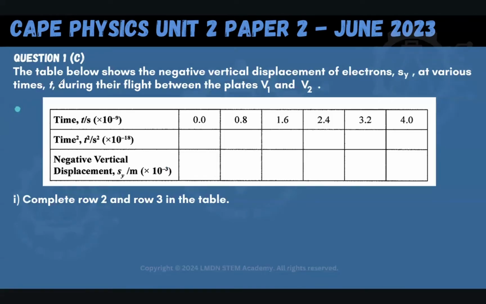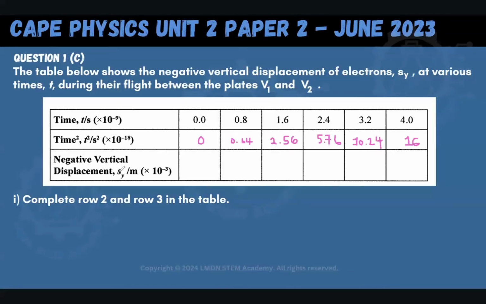So literally all we're going to do for the time is just square this, right? If we square all of these times, we're going to come out with these values when we square those in our calculator. This one is going to be 0. This one is going to be 0.64. That's t squared, right? This one will be 2.56. This one will be 5.76. This one will be 10.24. And this one will be 16, right?